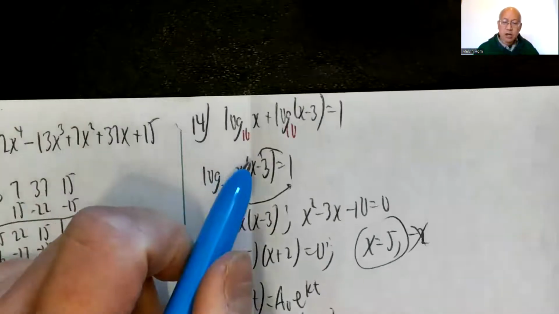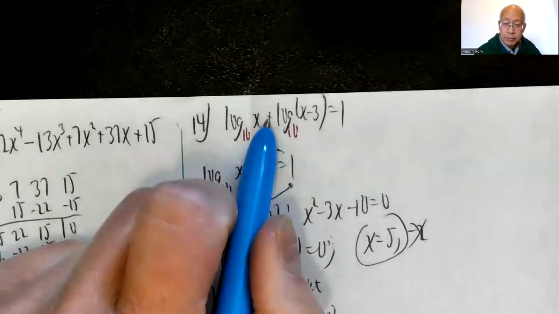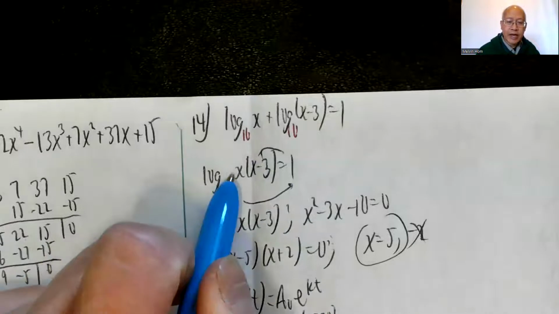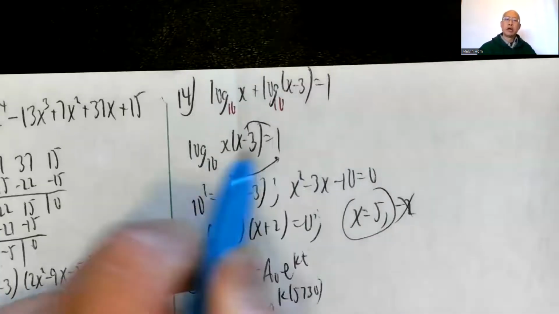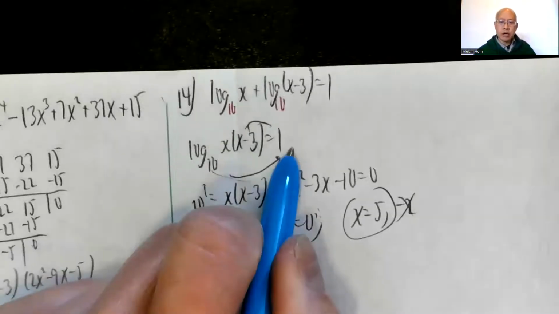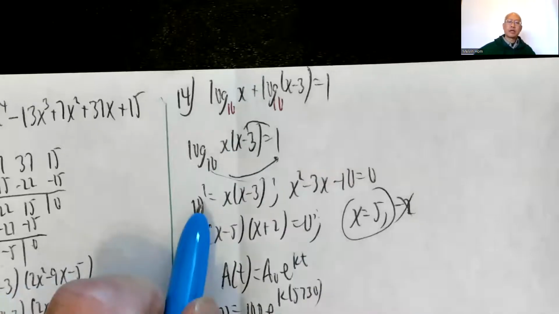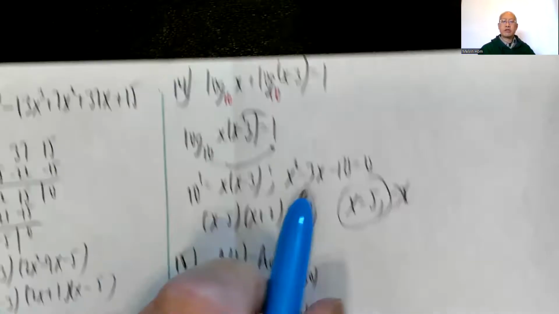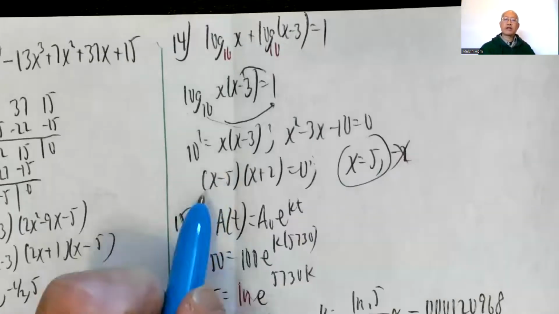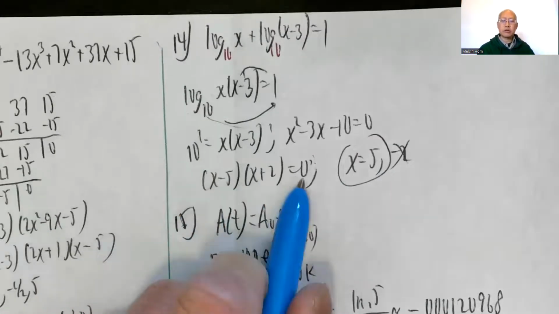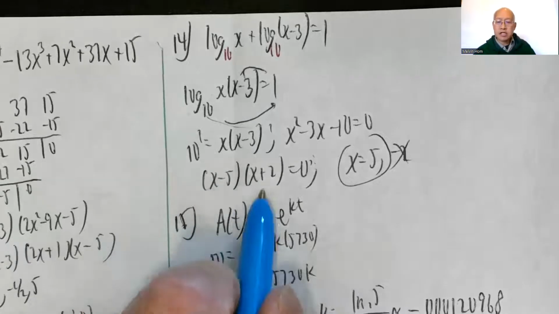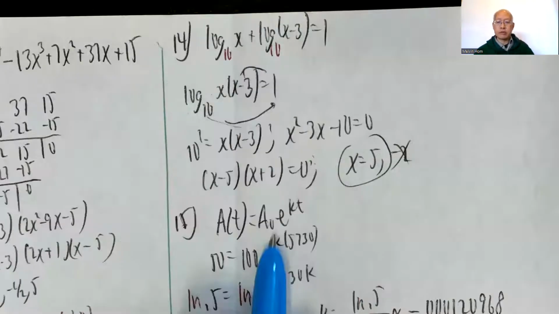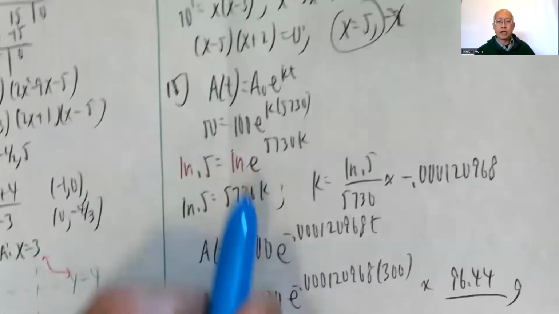14, remember if it says log, it's understood to be base 10. There's a plus sign here, so I take the log of the product. Log base 10 of x times (x - 3) equals 1. Unscramble it. 10 to the 1 is all this stuff. 10 to the 1 is x times (x - 3), or x² - 3x - 10 = 0. Factor into (x - 5)(x + 2) = 0. So x is 5 or x is -2, but you have to throw out the -2 because we cannot take the log of negative numbers. So 5 is the only real solution.